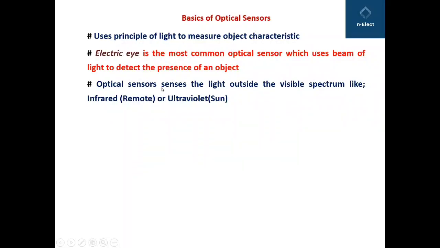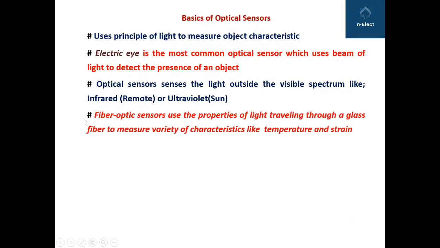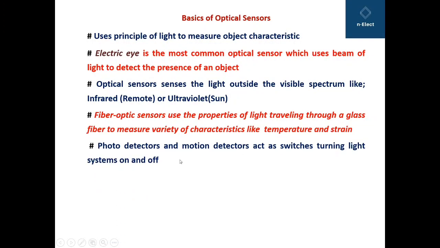An optical sensor senses light outside the visible spectrum, like infrared, which is the light used by remote controls, or ultraviolet, which is the light we get from the sun. Fiber optic sensors use the properties of light traveling through a glass fiber to measure a variety of characteristics like temperature and strain. Photodetectors and motion detectors act as switches turning light systems on and off.